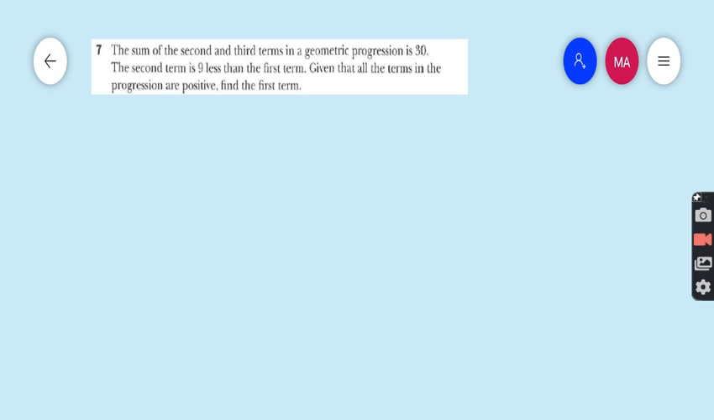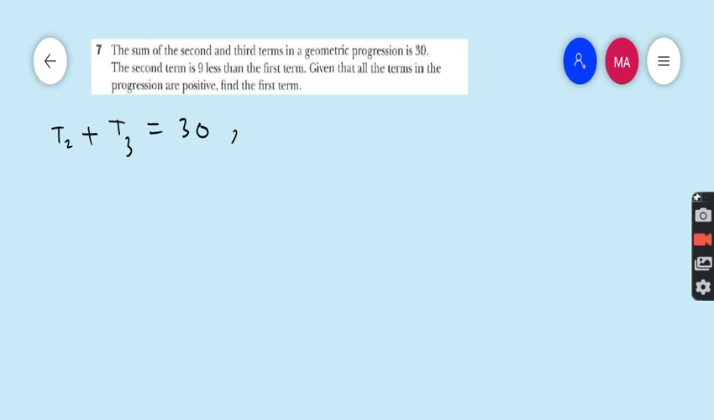Question number 7. The sum of the second and third term in a geometric progression is 30. It means T2 plus T3 is equal to 30. Next, the second term is 9 less than the first term. It means the difference between T2 and T1 is 9.